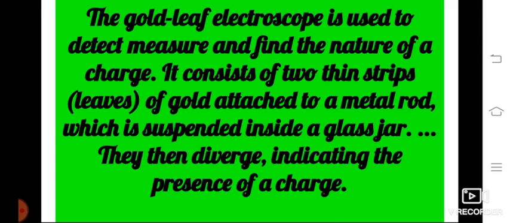It consists of two thin strips of gold attached to a metal rod which is suspended inside a glass jar. They then diverge, indicating the presence of charge. So not only can we find out whether the charge is there or not with the help of the gold leaf. When the charges are there, the two leaves inside are moving away from each other. So we can easily find out the charges present in the jar.